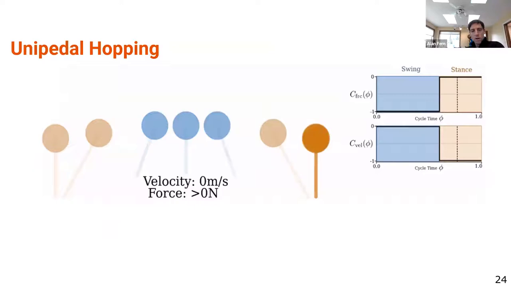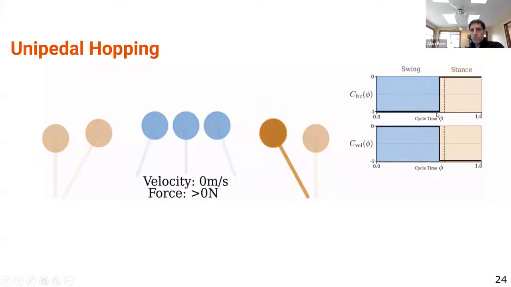I'm going to show you the example of how we do this with unipedal hopping, so just one leg. What you'll notice is that there's two phases. One phase, the hopper is on the ground, and the other phase, it's in the air. And all we're going to do is note that when the hopper is on the ground, the foot velocity should be zero, but the foot force should be greater than zero. And likewise, when you're in the air, the velocity should be greater than zero, but the foot force should be zero.